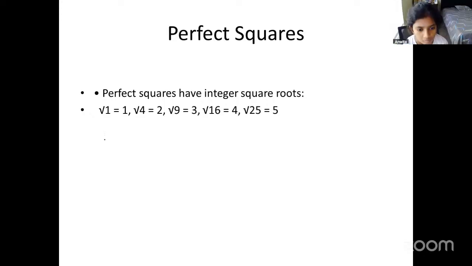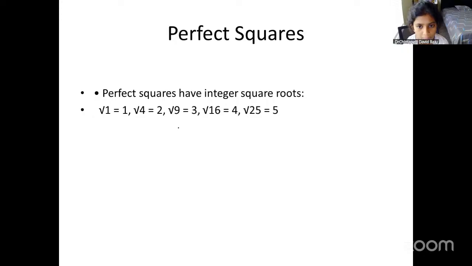One is a perfect square. Very good. And the square root of 4 is 2, sir. Four is also a perfect square. Very good. Go ahead. Keep telling. And 9 is a perfect square. Very good. Perfect. And 16 is a perfect square. And 25 is a perfect square. That's it.